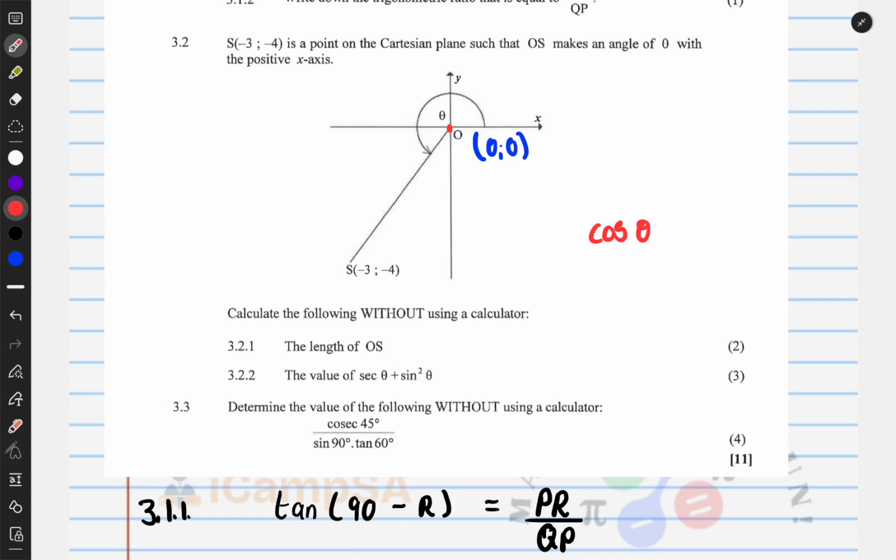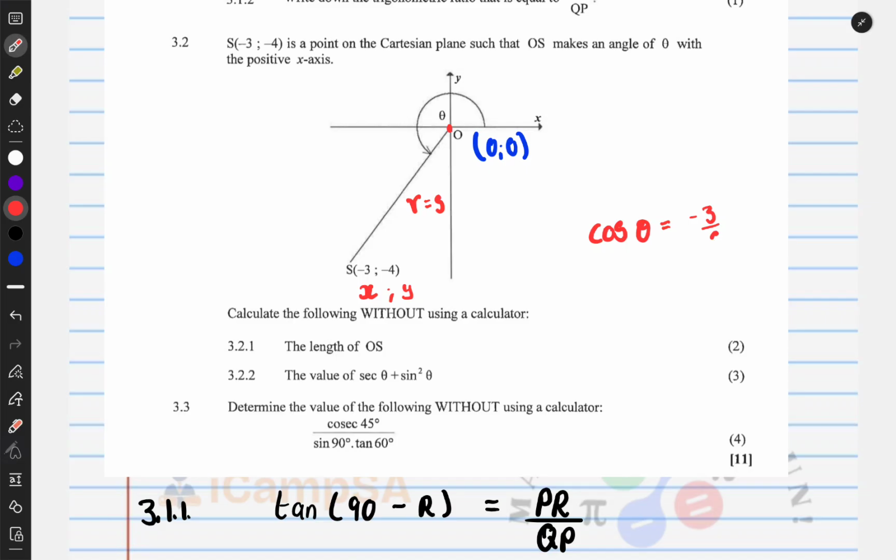What is it going to be? Remember, we have negative 3, which is our x value or the adjacent side, and then we have negative 4, which is our y value, and then we have r, which is our hypotenuse side that we have just calculated, which is OS, and we found it to be 5 units. That's our r, which is 5 units. So the ratio of cosine theta is going to be: what's the adjacent side? The x value is negative 3, over 5.